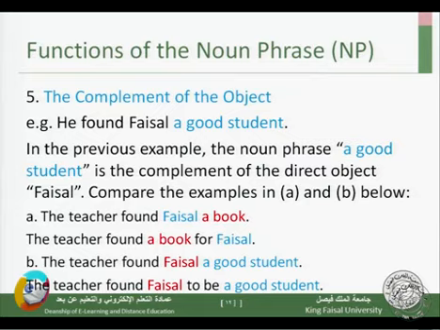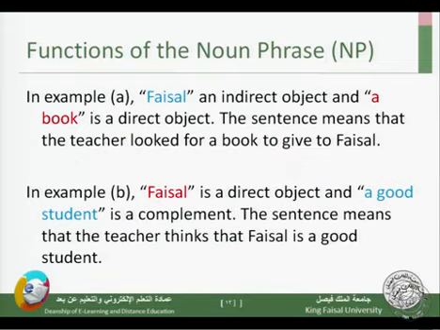In the next case, in B, the teacher found Faisal a good student. The way that we can reword this sentence is different from A. So we can't say the teacher found a good student for Faisal. He didn't go look for a good student and give the good student to Faisal. No, this is not what we mean. We can reword it in this way. We say the teacher found Faisal to be a good student. Okay, he thinks of Faisal as a good student, and we explain this here.